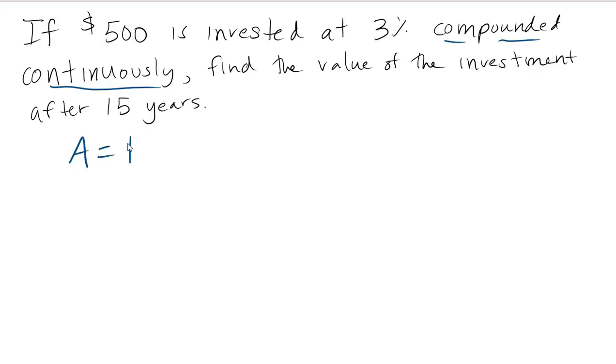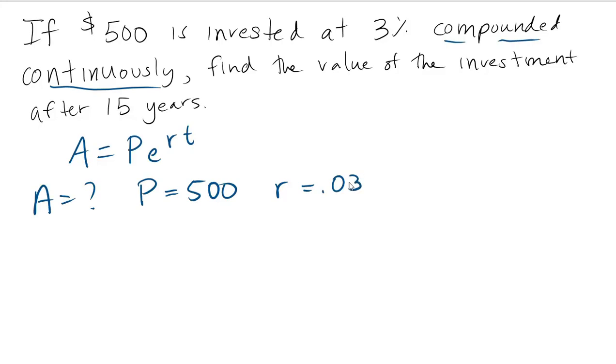A equals Pe to the RT. A is the question, what is the value of the investment? P is $500 because we're starting at 500 bucks. R is 0.03 for 3%. T is 15. You might ask why I didn't list e. Remember, e is not a variable. e is a number. It's around 2.7. I don't need a substitution for e because e is already a constant. Don't put that in your list. You don't substitute anything in for e.